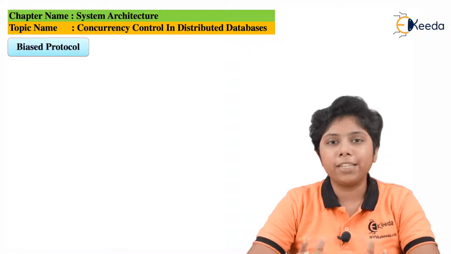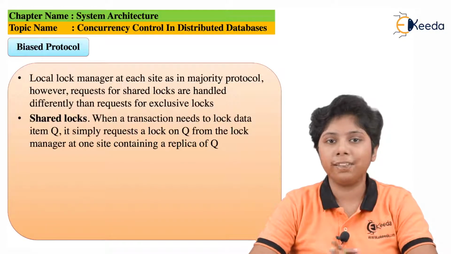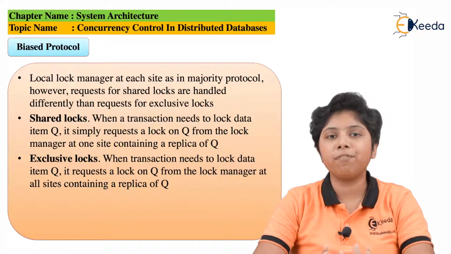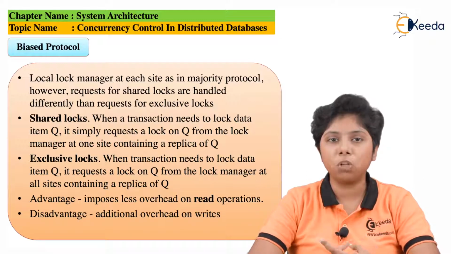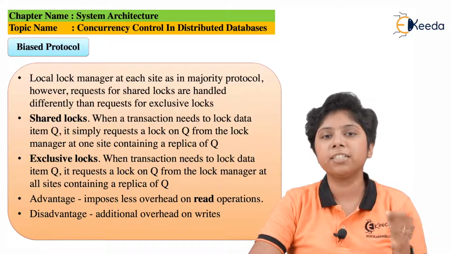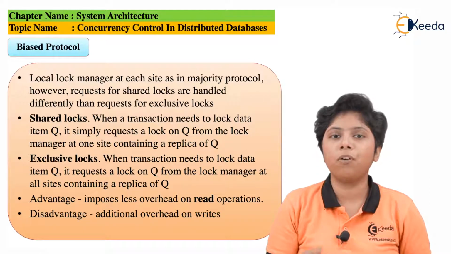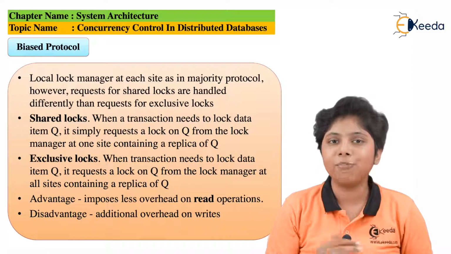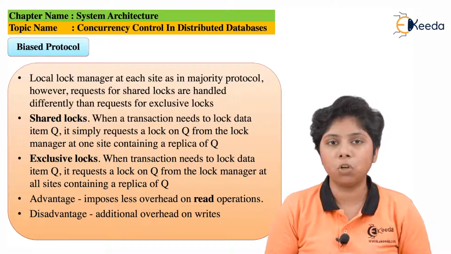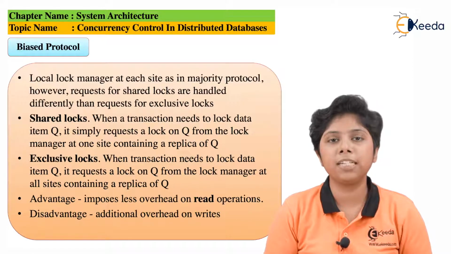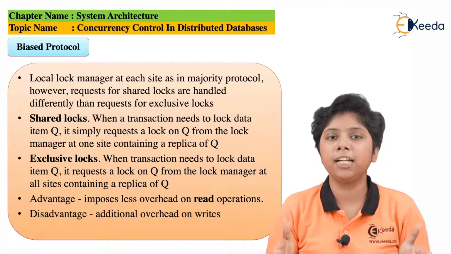The next is the biased protocol. The biased protocol is a version of this majority protocol in that, if there is a lock request for a data item Q, then for the shared mode lock, we need at least one replica to grant that particular lock. That means for the read operation, there is no boundary to it, but for the exclusive mode lock in the biased protocol, we need all of the replicas to permit the lock on that data.